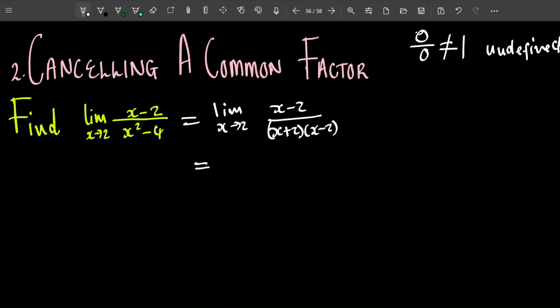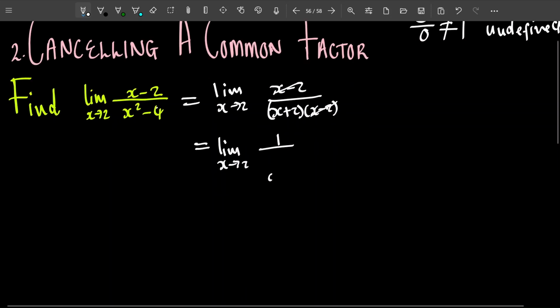And what is this going to be now? When it's like this, we can now cancel the x minus 2 and x minus 2, and we'll get the limit as x approaches 2 of 1 over x plus 2. Now, what is this going to be? I now have a rational function. But now if I put in 2, it's not going to give me any problems.